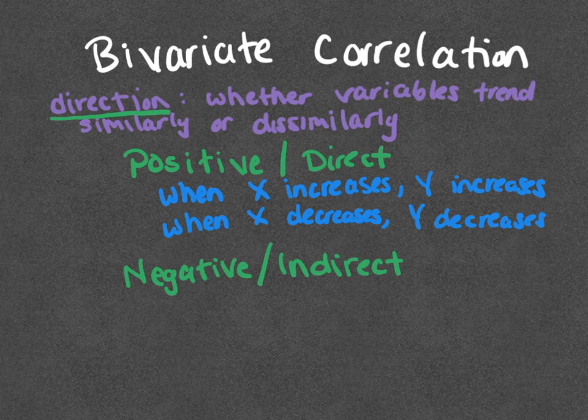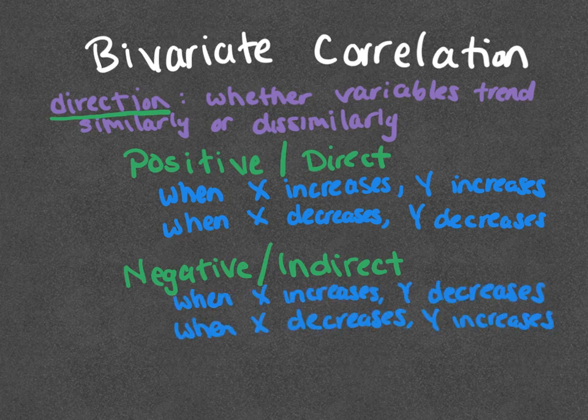In a positive correlation, when X increases, Y increases, and when X decreases, Y decreases. Notice that the two variables, which we're calling X and Y, are doing the same thing at the same time. When one goes up, the other goes up. When one goes down, the other goes down. In contrast, in a negative correlation, X and Y do opposite things. That means that when X increases, Y tends to decrease, and when X decreases, Y tends to increase.